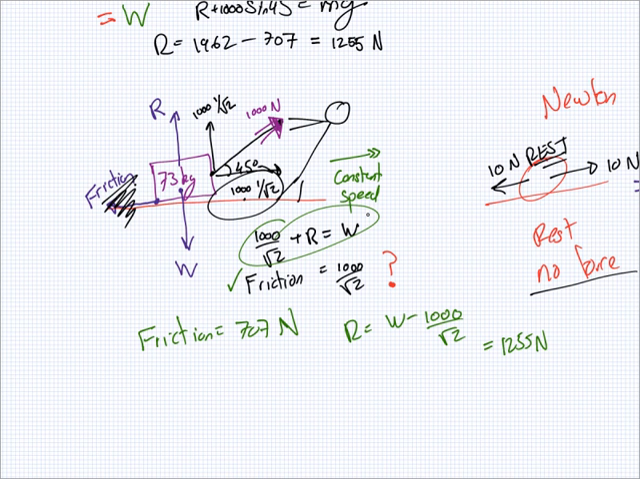Is that 1255? Oh, sorry, it's not 1255. I'm sorry, because it's 73 kilograms, not 200 kilograms. What is it actually? So 73 times 9.81 minus 707. Nine point one three newtons. Okay, thank you.